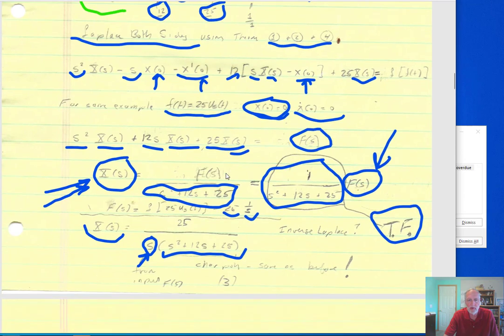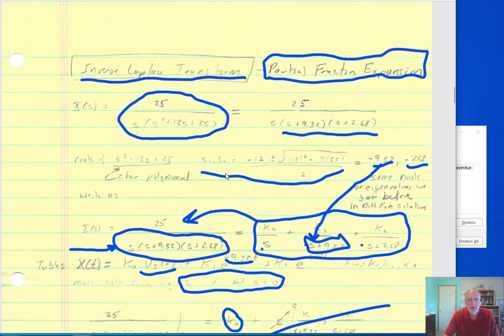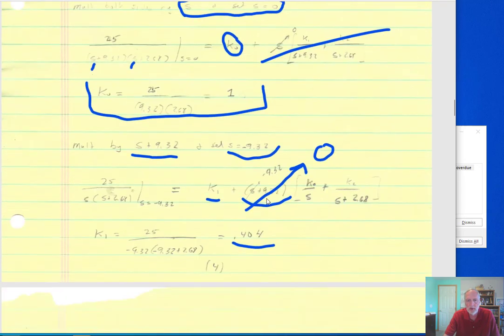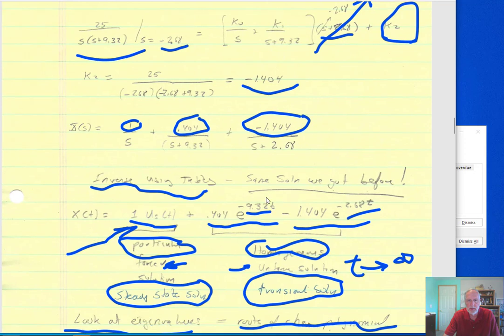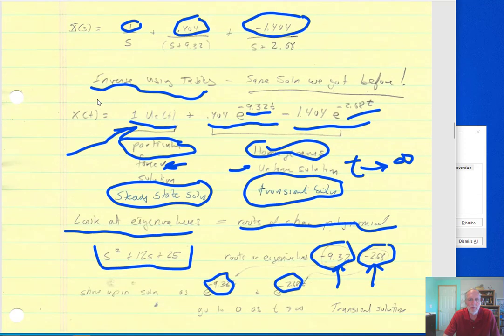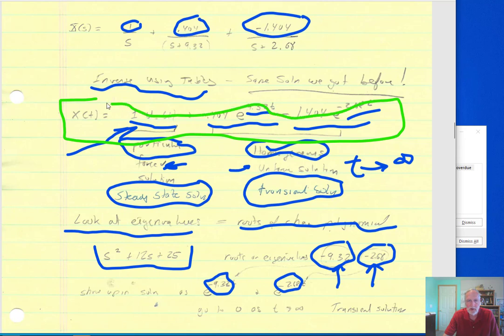We went through solving for x of s with the step input of 25, so we ended up with this transfer function. Sorry, not transfer function, just Laplace transform. We needed to invert it, so we did partial fraction expansion based on these roots here, and at the end of the day, we ended up with this solution here. And we talked about, oh, that was horrible.